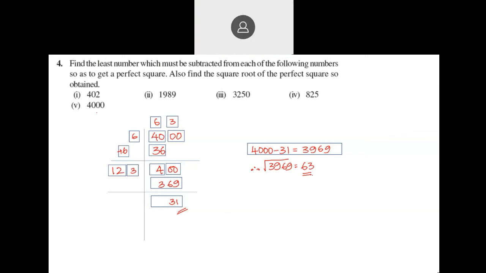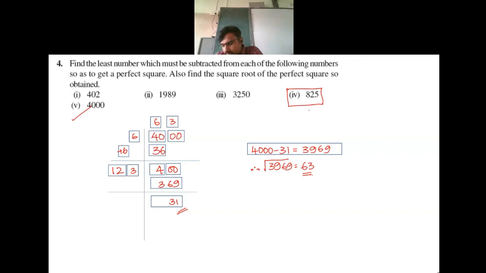The remaining questions you can do. You can note down the questions and solve. The fourth one: remainder is 20 and the root is 29. Remainder is 20, so 20 should be subtracted. Sir, the first one is 2. In the fourth one, actually 784, sir. 41 should be subtracted. Remainder is 41, sir.